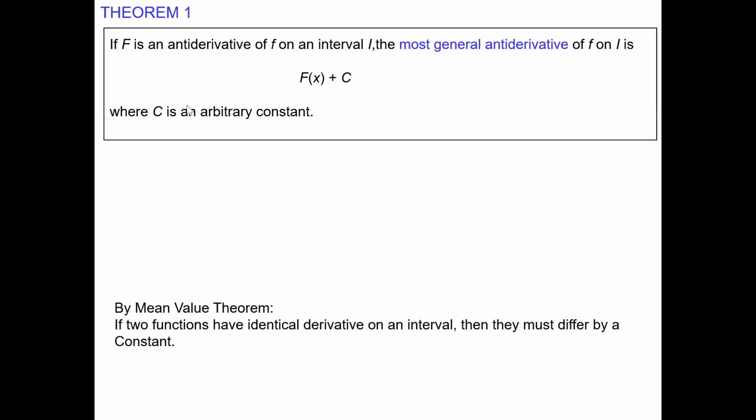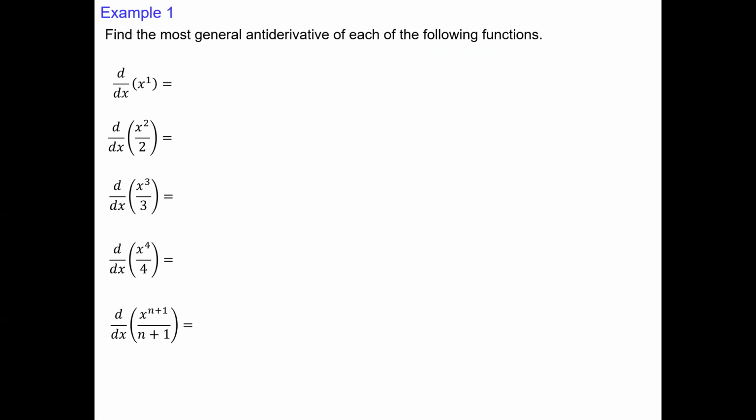Okay, and this is the theorem. If F is an antiderivative of the function f on the interval I, the most general antiderivative will be F of x plus an arbitrary constant. We can call it the constant of integration. And this is the mean value theorem for integration: if two functions have identical derivatives on an interval, then they must differ by a constant. Now let's look at example number 1, because you will help me find the formula.